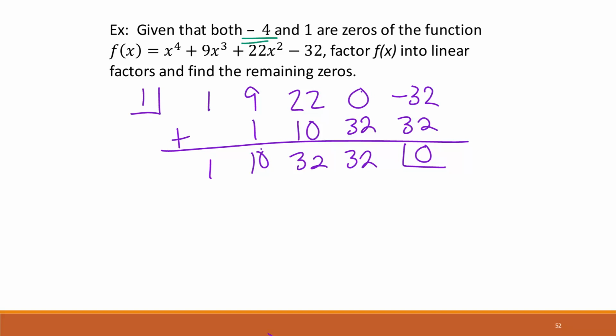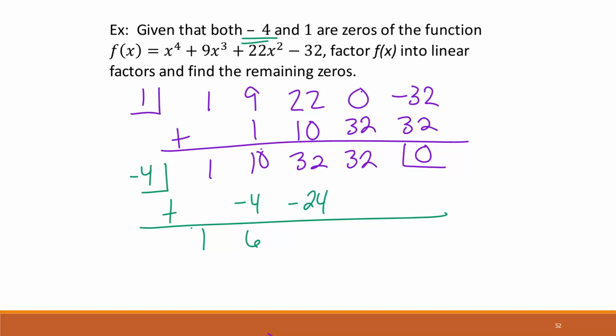we have another solution of negative 4. So 1 times negative 4 is negative 4. 10 minus 4 gives me 6. 6 times negative 4 is negative 24. 32 minus 24 gives me 8. 8 times negative 4 is negative 32. Positive 32 minus 32 is 0.